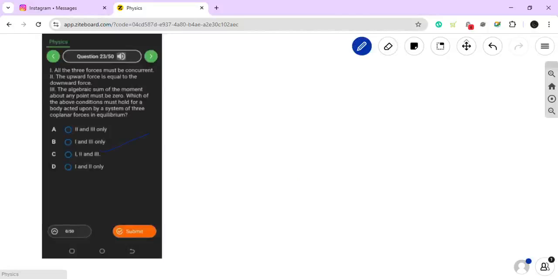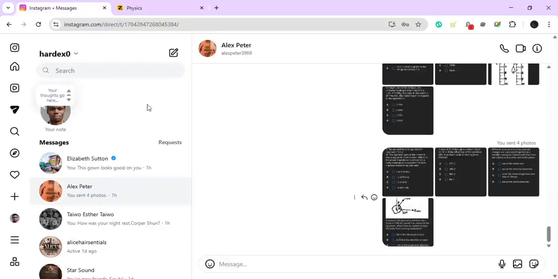All the three forces must be concurrent. The upward force, I already made mention of something like this. Upward force must be equal to downward force. In another way, they can say the algebraic sum of the forces must be 0. It's still the same thing. Number 3, the algebraic sum of the moment about any point is 0, which is actually correct. Or they say the sum of the clockwise moment must be equal to the sum of the anticlockwise moment. So take note of that. The three conditions are very, very correct. Alright, so that's that.